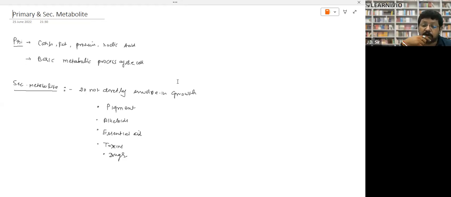For example, in a plant, primary metabolites are those directly involved in photosynthesis and respiration. In humans, primary metabolites are those directly involved in the digestion process and the respiratory process. So they are the primary metabolites. Without primary metabolites, any organism, plant or animal, cannot survive. Clear? So put the heading. First heading is metabolite.